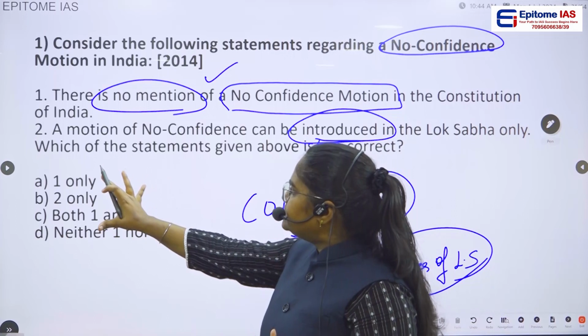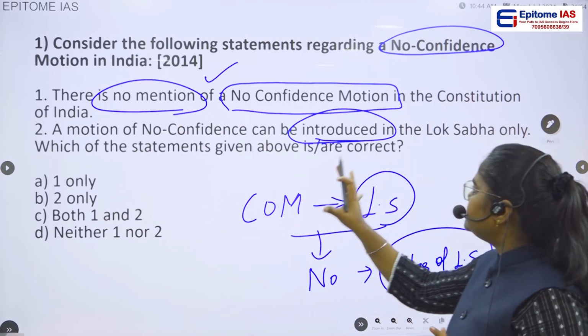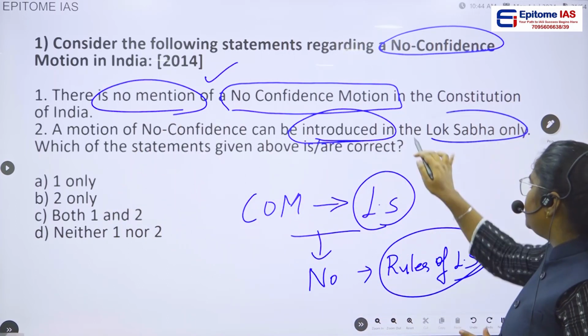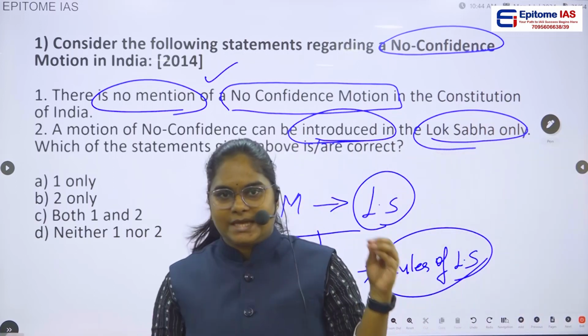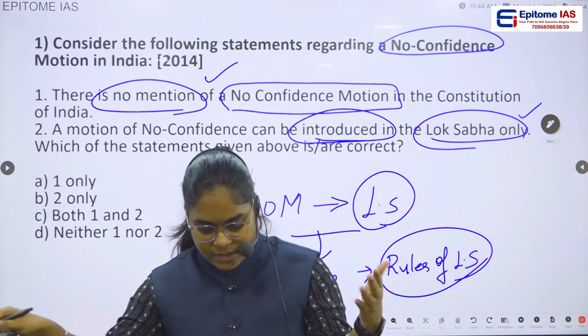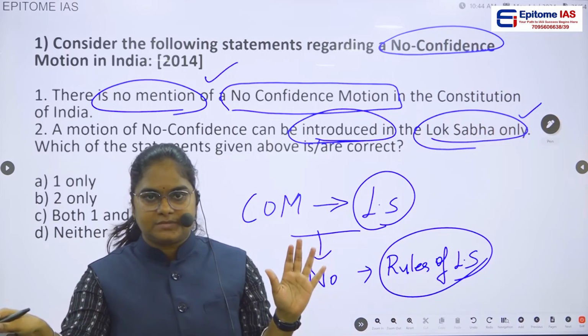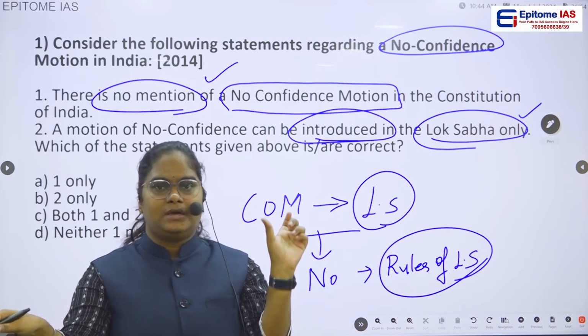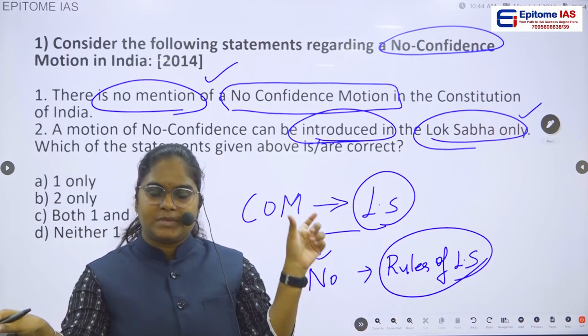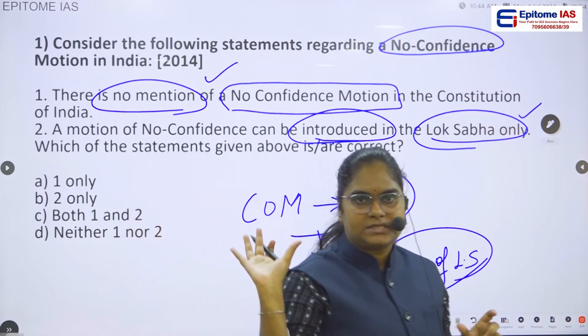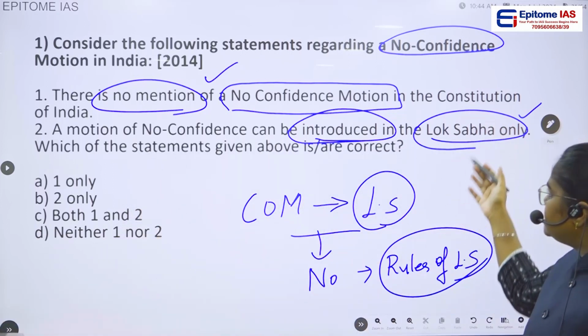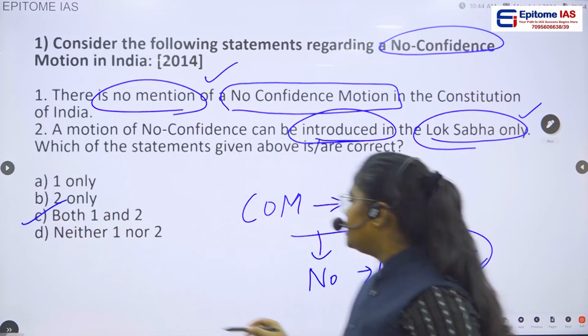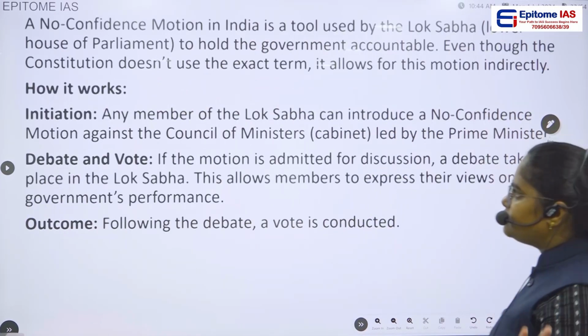So if you see the second statement, a motion of no confidence can be introduced in the Lok Sabha only. So this statement is actually correct. Whenever the parliament wants to pass the no confidence motion, this should only be passed in the Lok Sabha, and the Rajya Sabha does not have the provision of passing the no confidence motion. So we can say both these statements are correct. Both the statements are correct.